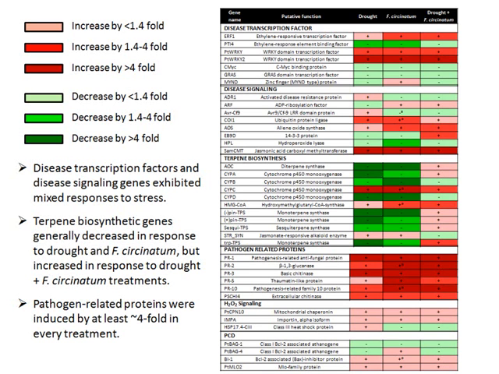So drought transcription factors generally positively upregulated. Disease transcription factors and disease signaling genes were more mixed in their responses. Terpene biosynthetic genes generally decreased in response to drought and fusarium infections, but were increased in response to the combination treatment. And then pathogen-related proteins, on average, were induced the most. They were usually over 4-fold.